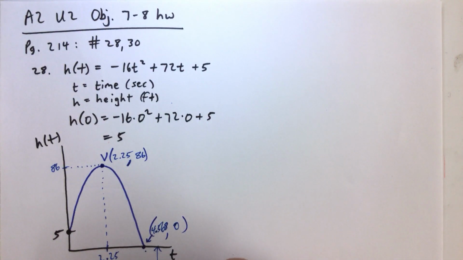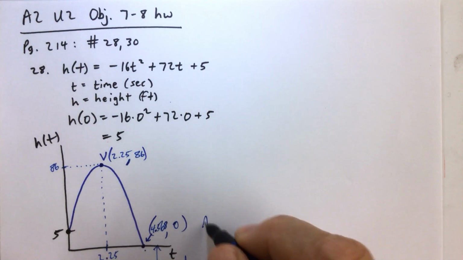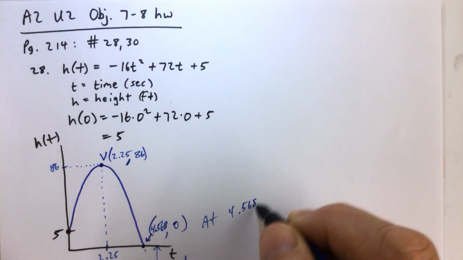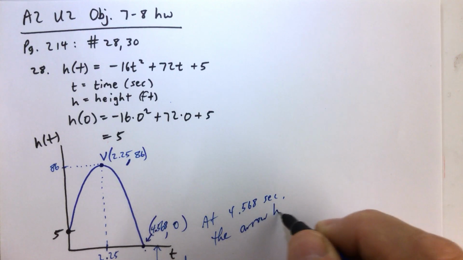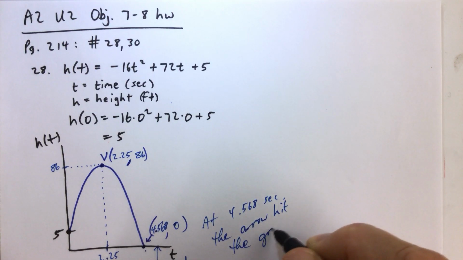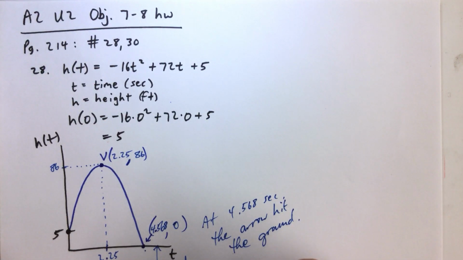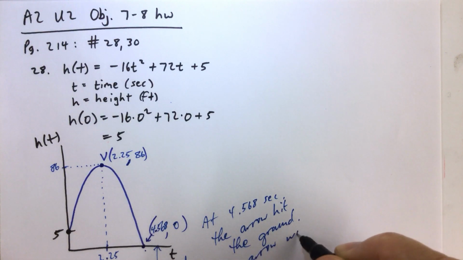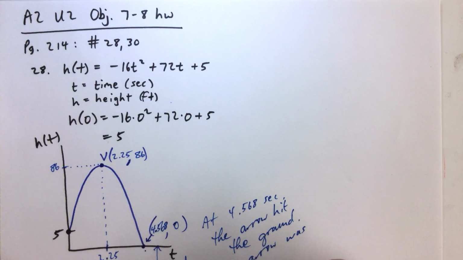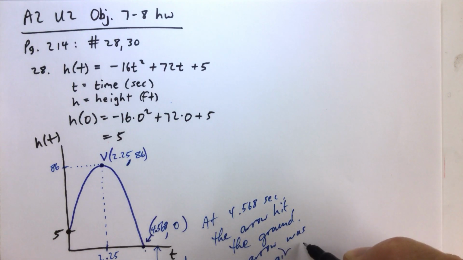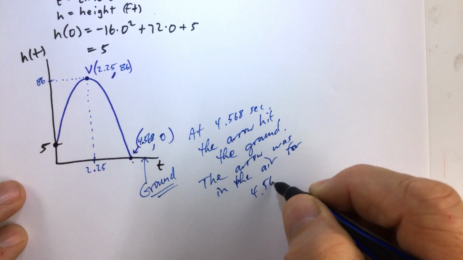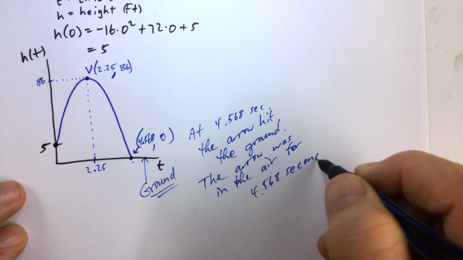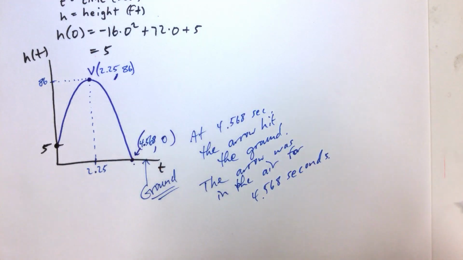This right here is the ground. So at 4.568 seconds, the arrow hit the ground. Also, the arrow was in the air. So there's other ways to ask the same question, for 4.568 seconds. It had a maximum height of 86 feet, and on and on.